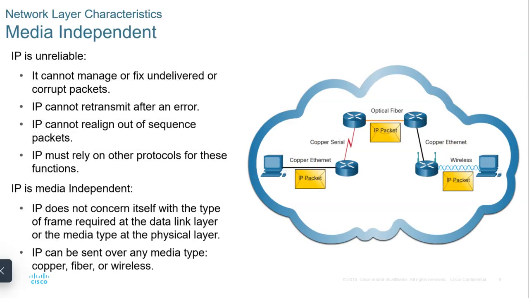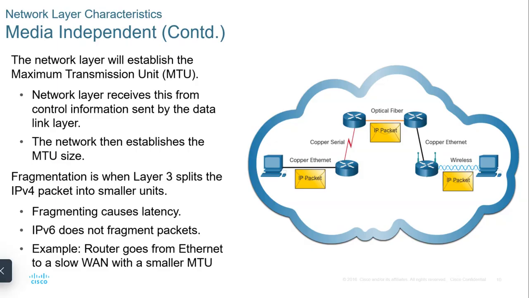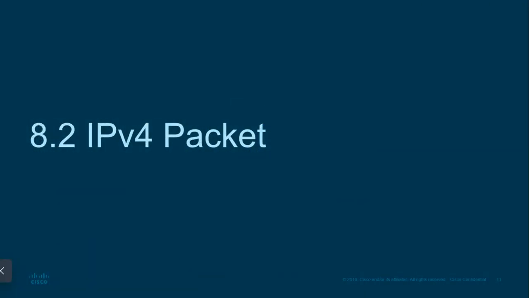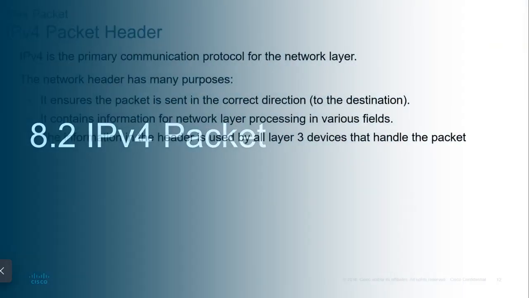When you look at this, we have copper Ethernet, copper serial, optical, copper Ethernet, and then wireless. So it is media independent. The network layer establishes the maximum transmission unit. The network layer receives this from control information sent by the data link layer. So this is done at the data link layer, but it's not done by IP as a protocol.